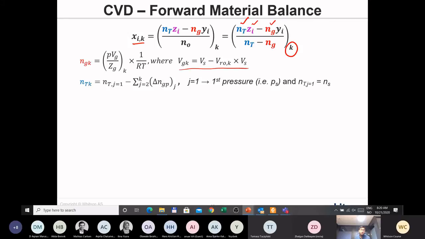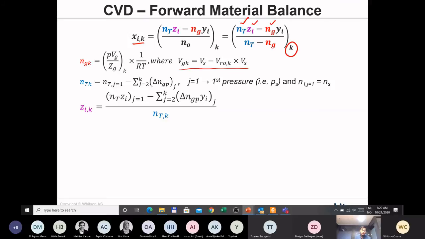which was not the case in the backward material balance, where we only use the last stage relative oil volume. The total moles in the PVT cell at any given pressure stage is the total moles initially minus the moles of gas we have produced. So that will give us how many moles are remaining at any given pressure stage in the PVT cell.